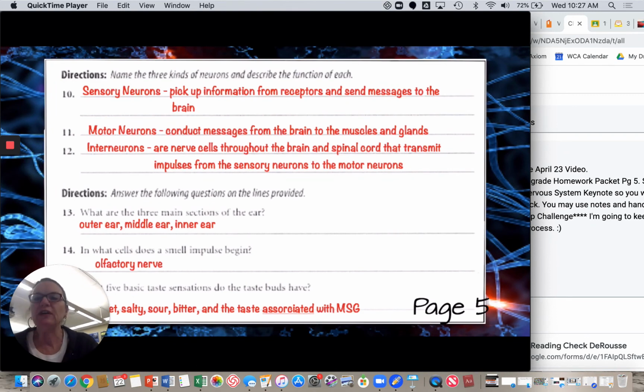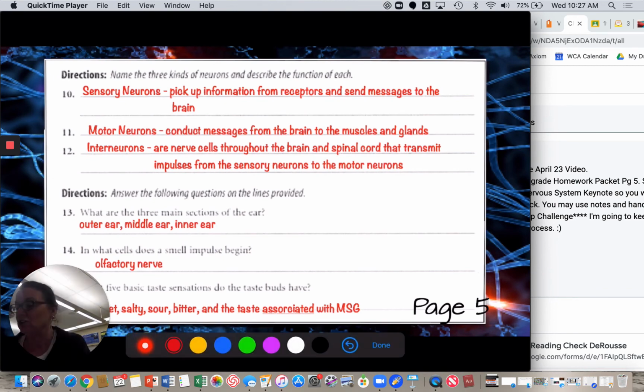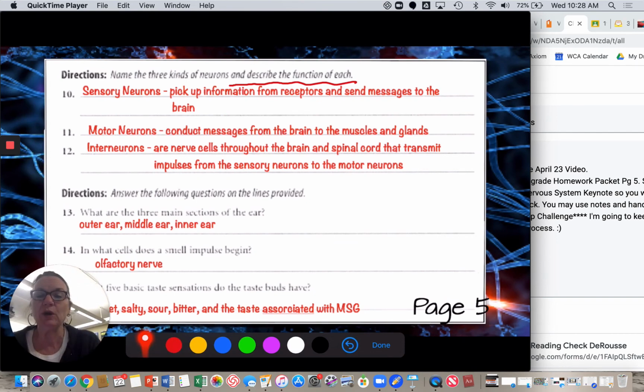Okay, here you were to name 3 kinds of neurons and then describe the function of each. Hopefully, you did both of those. So, the sensory neuron is what picks up information from the receptors. They are in your senses and send them to the brain. The motor neurons take the messages from the brain to the muscles or glands or whatever it is that's going to make the response. And the interneurons are nerve cells that are found in the spinal cord and the brain, and they pass that impulse from the sensory neurons to the motor neurons. And then you can just see 13, 14, and 15. The answers to those are there.